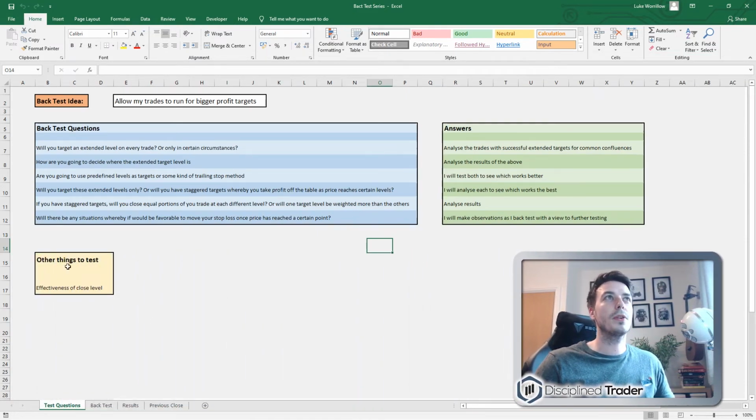What I included here was other things to test. Now these are things that you could run alongside your back test. There might be lingering questions that you've got. So one example I came up with was the effectiveness of a previous close level. Now this is a level that I like to have on my chart, and I already like to use it, but I just thought I would demonstrate it here.